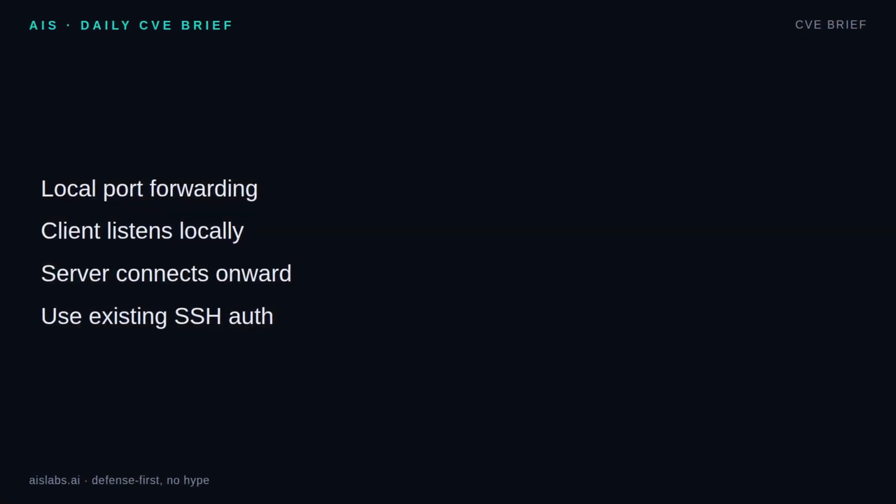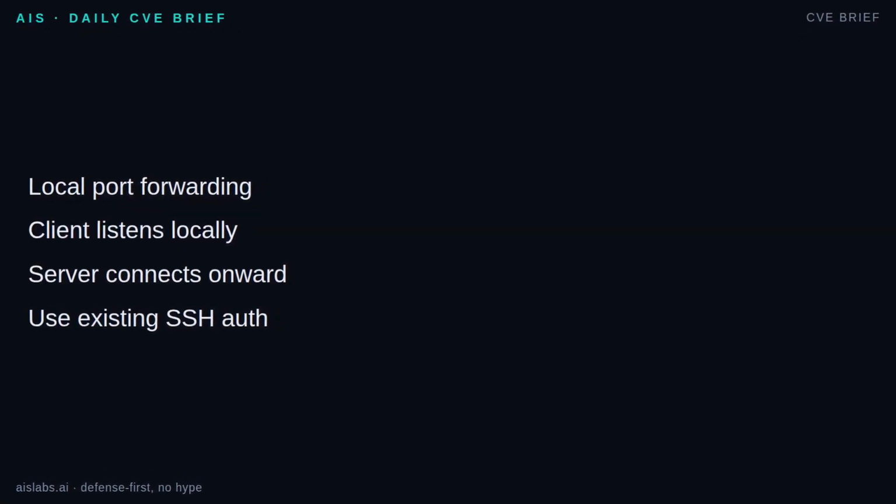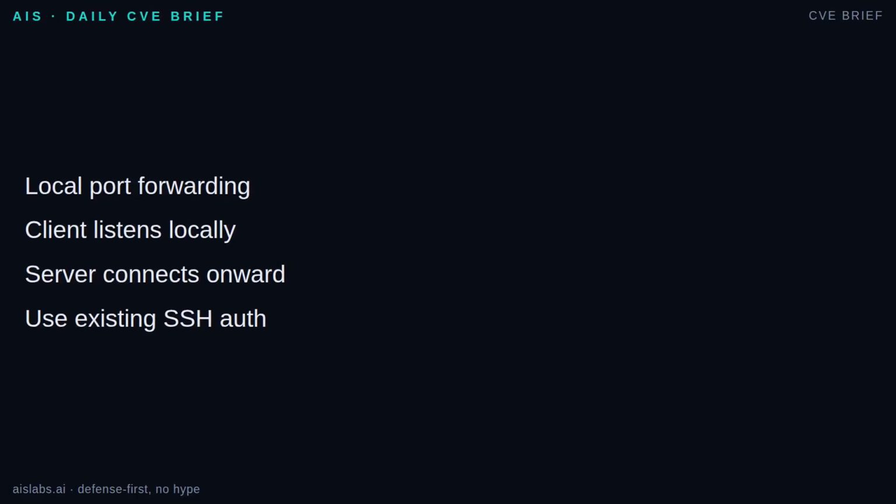SSH local port forwarding is the -L tunnel. It pulls a service that is reachable from the SSH server side back to your own machine. The classic shape is ssh -L 8080:target:80 bastion. After that, your browser opens localhost port 8080, and the bastion connects to target port 80 from its side of the network.